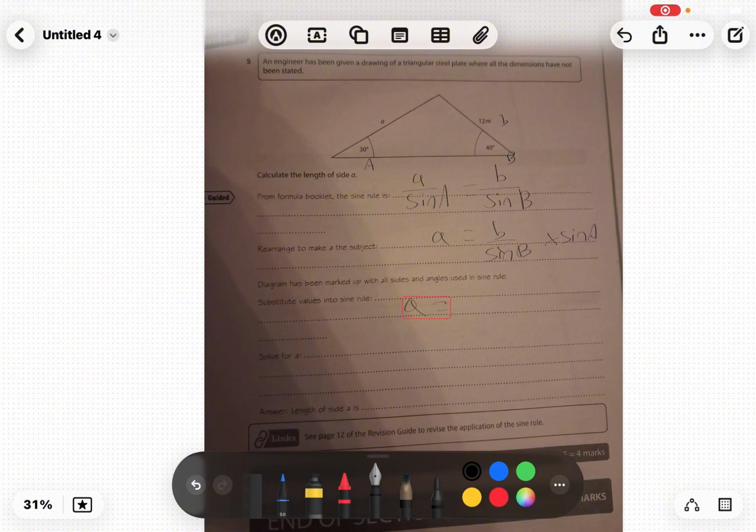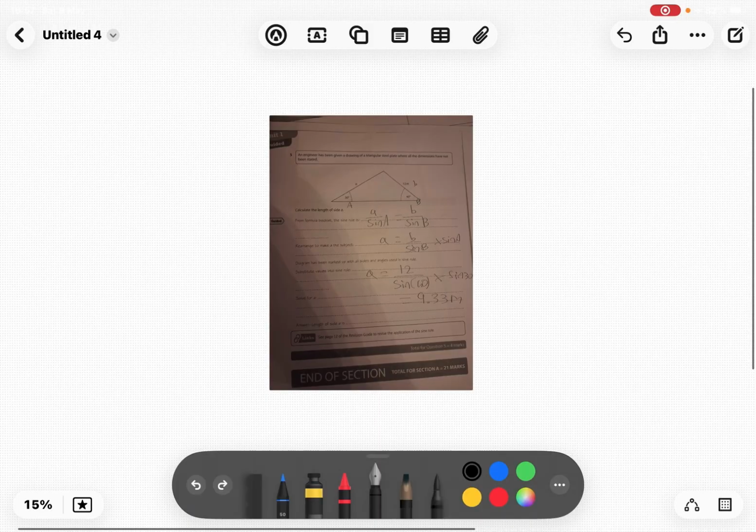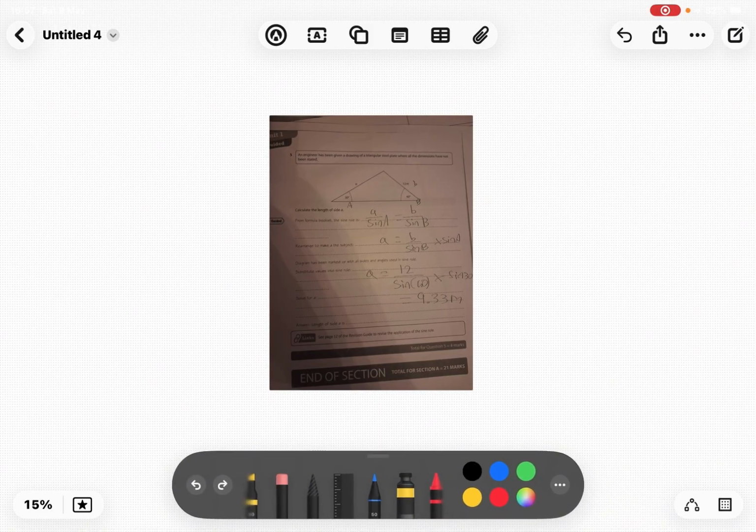a equals 12 divided by sine 40 times sine 30. And the answer to this is 9.33 meters. Over here it's meters, like for b, so it should be meters here. And in general we would use meters, unless you just convert it.